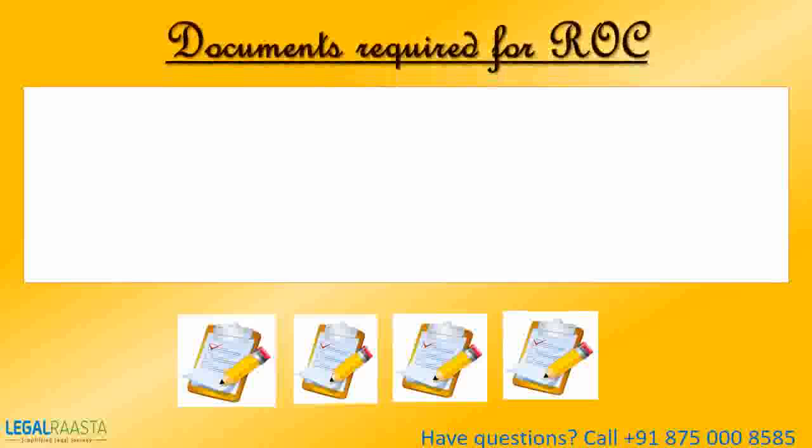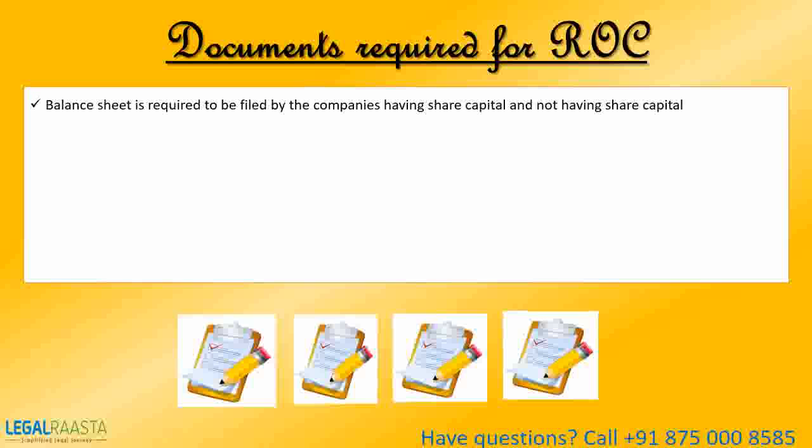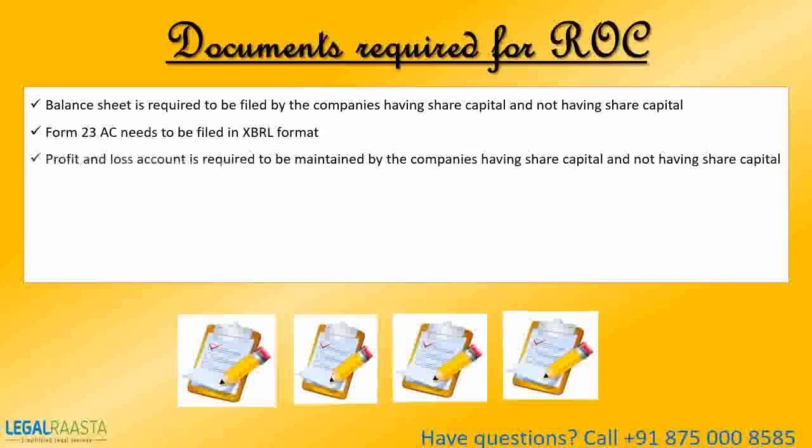What are the documents required for ROC? First, balance sheet is required to be filed by the companies having share capital and not having share capital. Second, Form 23 AC needs to be filed in XBRL format. Third, profit and loss account is required to be maintained by the companies having share capital and not having share capital. Fourth, Form 23 ACA is required to be filed in XBRL format.